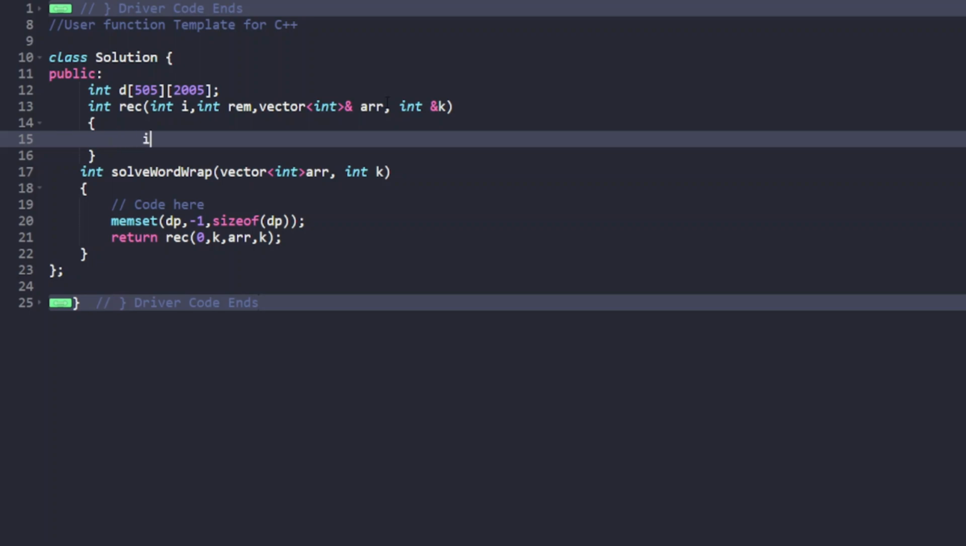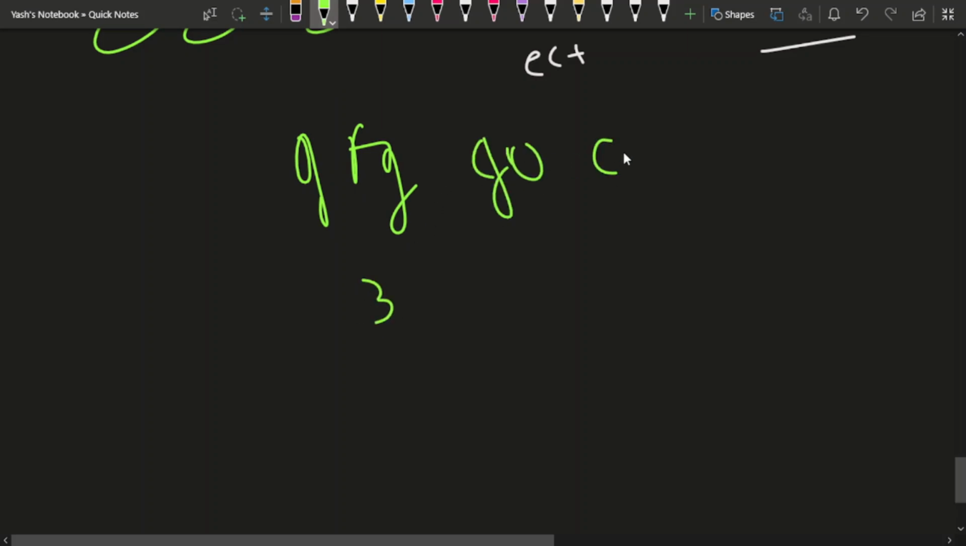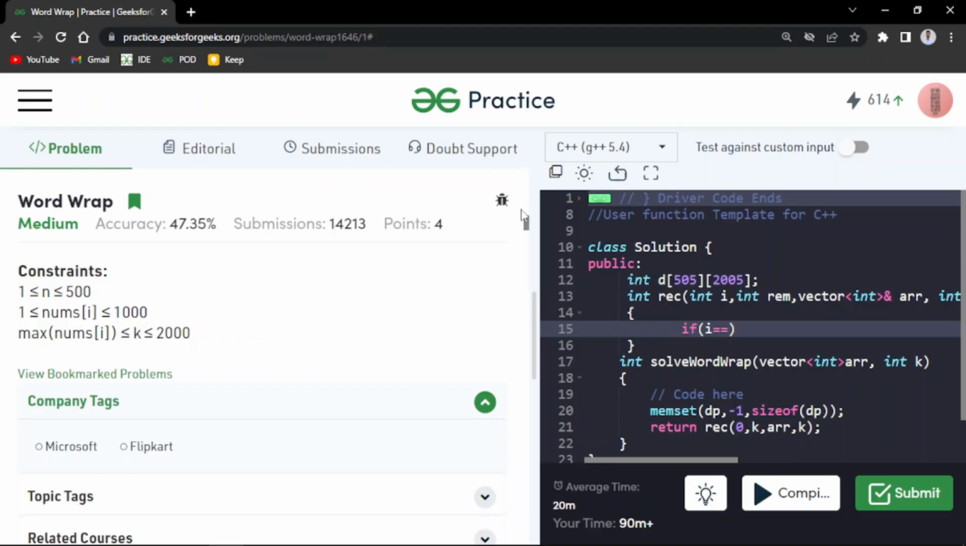And what I'll be doing is, if it happens that I reach the end, if I have put all the words. Let's suppose the word GFG was there with length 2, then the word CP, then the word, let's say, go was there, then the word CP was there, so length 2. Then let's suppose the next word was, let's say, coda, so in this the length was 5. So in this case, if I have exhausted all the words, if I is equal to n, that means I have placed the last word as well.